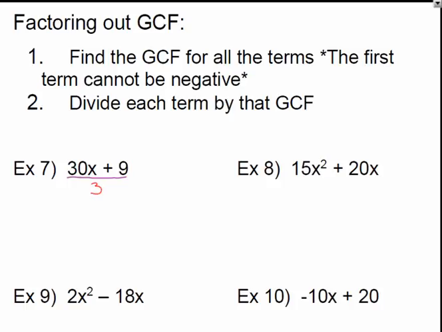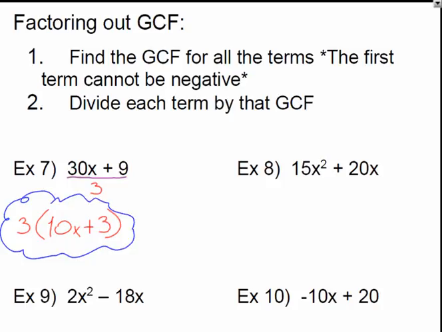So I divide each of these things by 3. This 3 is going to come out front. I'm now going to say, what's 30 divided by 3? Oh, that's 10, with the x still hanging on. Plus, 9 divided by 3 is 3. And we have now taken out the GCF.